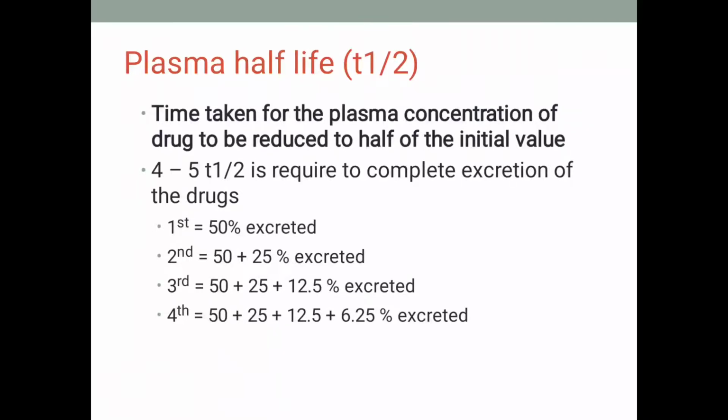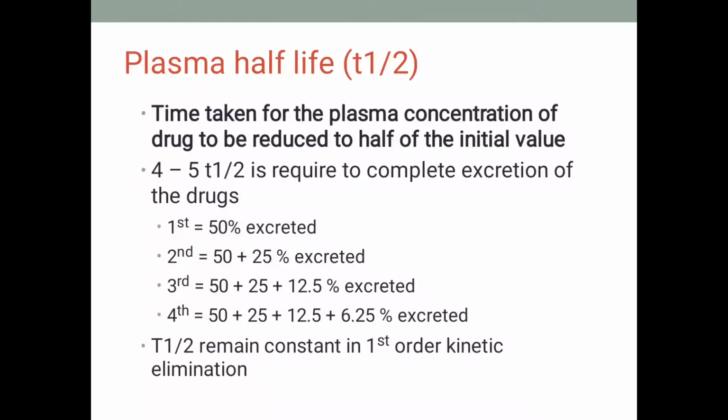You can see first time 50%, second time a further 50%, so 50 plus 25, third time 50 plus 25 plus 12.5, fourth time 50 plus 25 plus 12.5 plus 6.25. So ultimately, after 4 to 5 half lives, almost all the drug is going to be eliminated from the body. So plasma half life means the time taken for plasma concentration to reduce to half from its initial value.